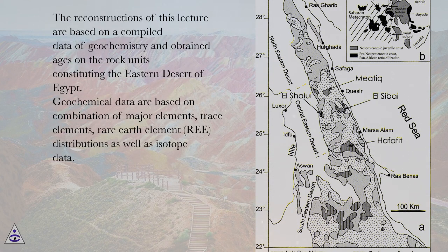The reconstructions of this lecture are based on compiled data of geochemistry and obtained ages on the rock units constituting the Eastern Desert of Egypt. Geochemical data are based on a combination of major elements, trace elements, rare earth element, REE, distributions as well as isotope data.